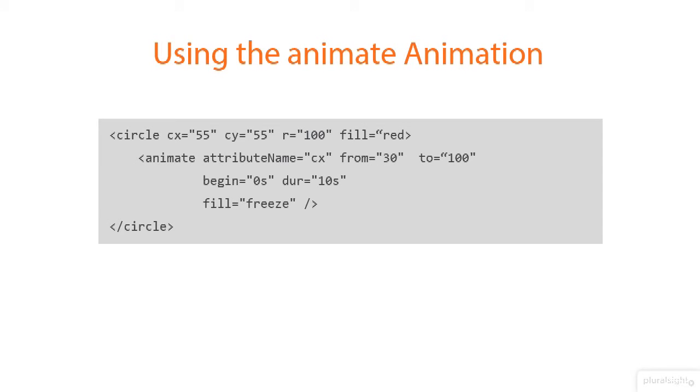The second sample here uses again a circle, but now uses an animate instead of the set animation. The value of the center point in the x direction will now change from 30 to 100 at load of the SVG block over a time span of 10 seconds. That is the duration. The fill property is set to freeze, which means that it keeps the end value of the animation after the animation has finished.